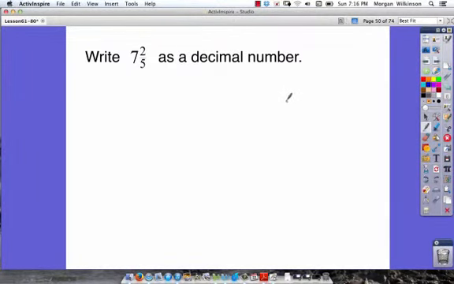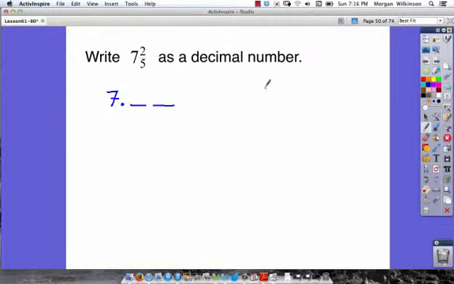Here we want to write 7 2/5 as a decimal number. Well, we know this decimal number is going to be 7 point something. Let's go ahead and put 2 decimal spots. There could be less, or there could be more. We can always add or erase as we go. Now 2/5, if you know what that is as a decimal number, write it down now.